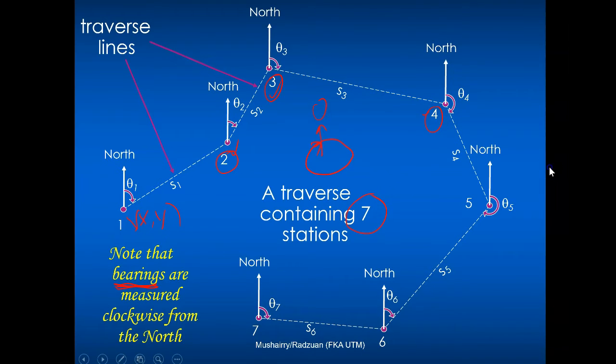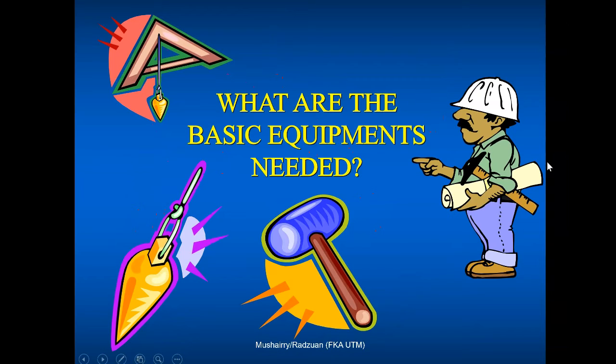Now, we know that we're going to measure angles. We know that we're going to measure distances, and I think by now you can accept that when we say measuring, we don't simply mean measure, but we have to look at accuracy. We have to look at what the errors are. So obviously the equipment could be quite substantial, but let us look at the basic equipment that we need to perform a traverse survey.